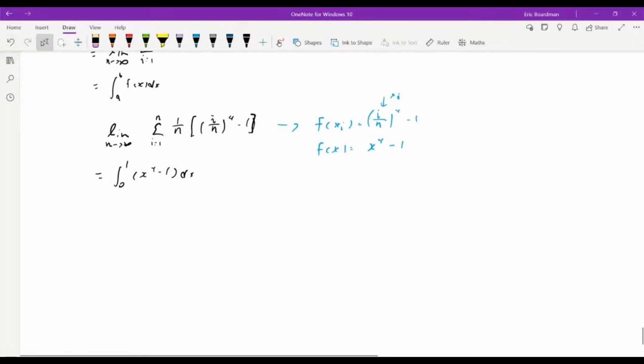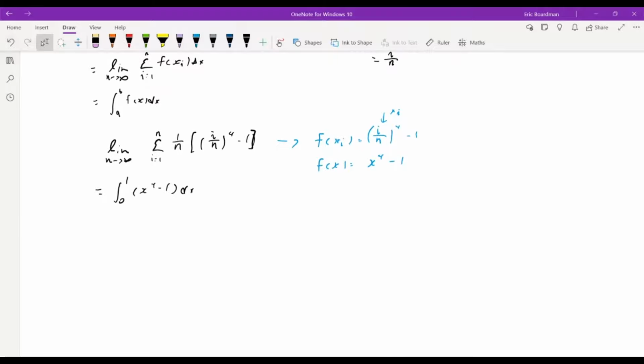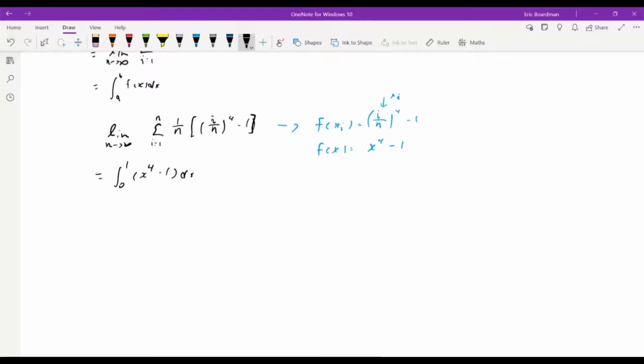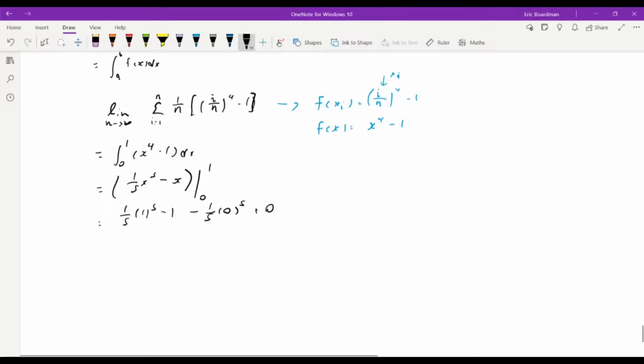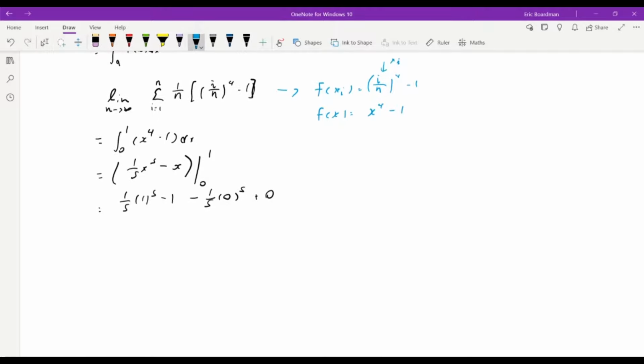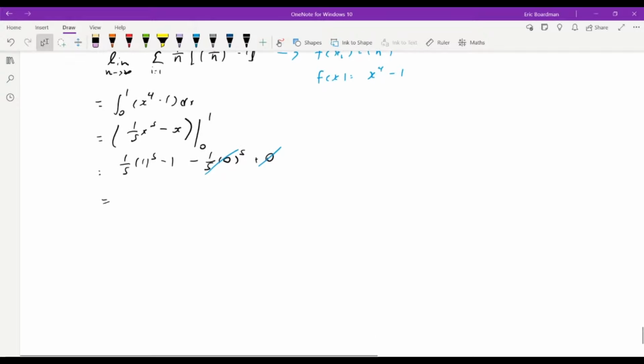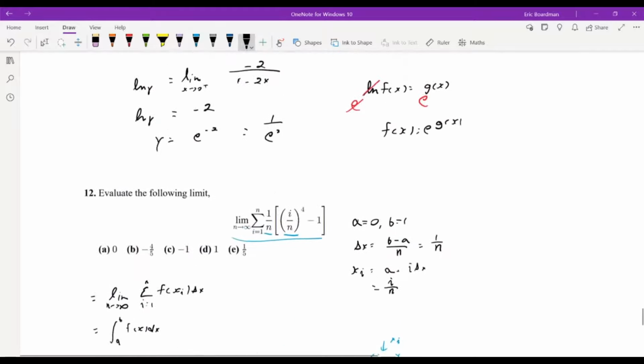So this is the integral from 0 to 1 of x to the power 4 minus 1. And then this is just 1/5 x to the power 5 minus x, evaluated from 0 to 1. So this is just 1/5 times 1 to the power 5 minus 1, minus 1/5 times 0 to the power 5 plus 0. These are both just 0 right here. And then we have 1/5 minus 1, and 1 is just 5/5. So this is negative 4/5. So the answer is B.